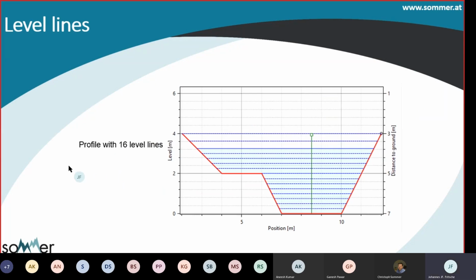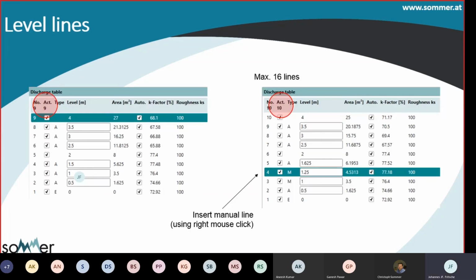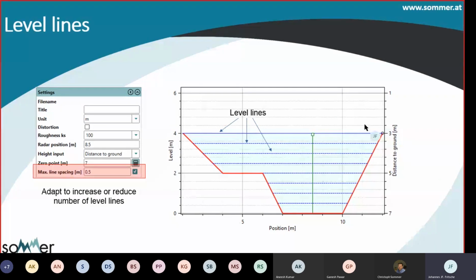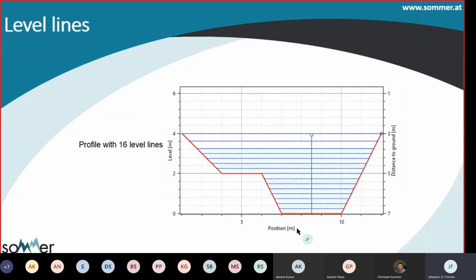So in this case, for example, when we look at the initial profile here, where we have 9 water levels, I have added another few lines, and here we come up with 16 water levels, and more at the bottom and fewer at the top, because water levels are more frequently down here than they are at high water levels.